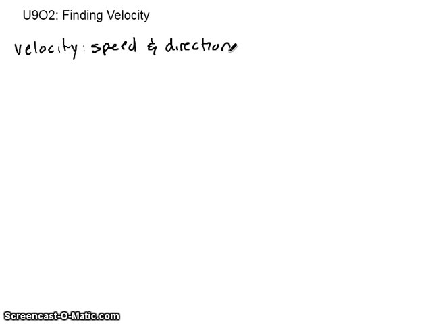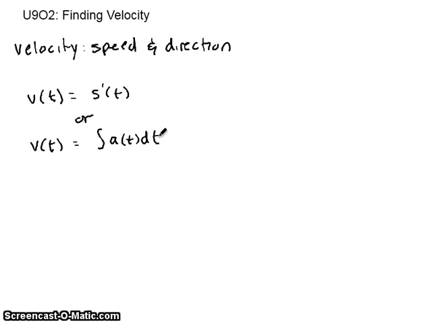Now we talked previously about the relationship between position, velocity, and acceleration. Velocity is right there in the middle. So there's two ways we can get to velocity. We can say that velocity is going to be the derivative of position, or we can say that velocity is the antiderivative of acceleration. So we can either take the derivative of position or we can take the antiderivative of acceleration.